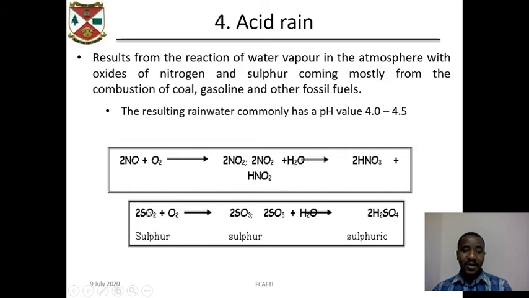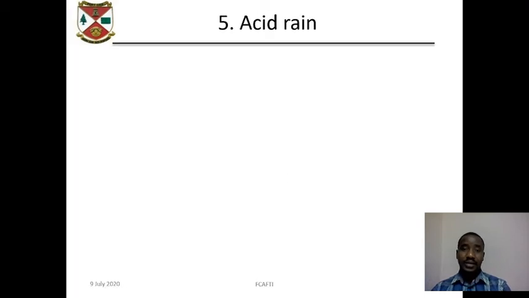In this one, sulfur dioxide, SO2, two molecules of it, will react with two molecules of oxygen, sorry, to produce sulfur trioxide, SO3, two molecules of it. And these two molecules of SO3 will react with water to produce sulfuric acid, which is H2SO4. Okay, so the last one is acid rain.